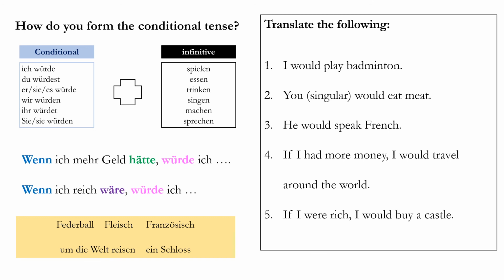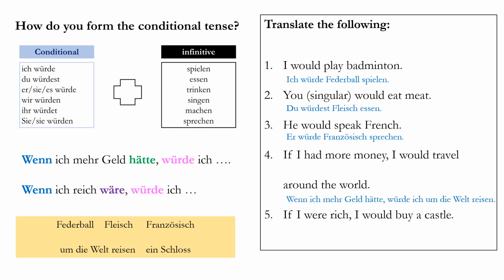Okay, I'm now going to go through the answers. Number 1, I would play badminton. Ich würde Federball spielen. Number 2, you singular would eat meat. Du würdest Fleisch essen. Number 3, he would speak French. Er würde Französisch sprechen. Number 4, if I had more money, I would travel around the world.